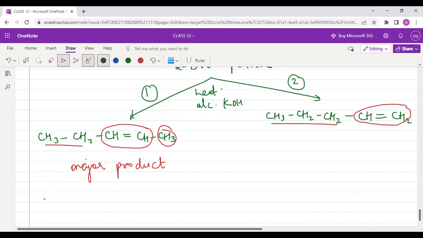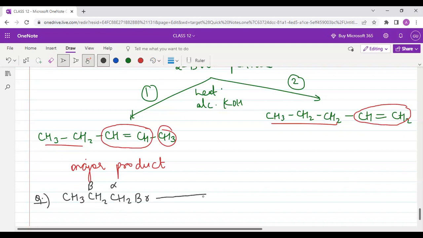Done? Okay, now I'm giving you one question. You have CH3, CH2, CH2, Br. This is your alkyl halide. This carbon is alpha, and this carbon is your beta. So you have a beta hydrogen atom, which means it can show an elimination reaction, right?